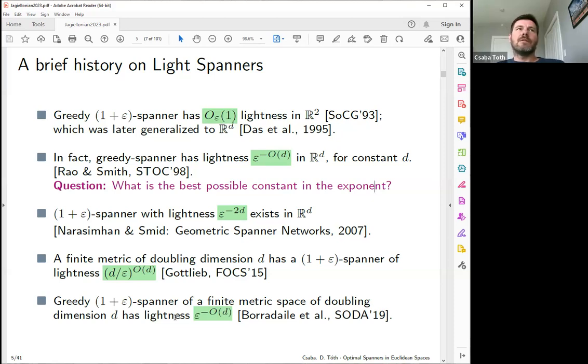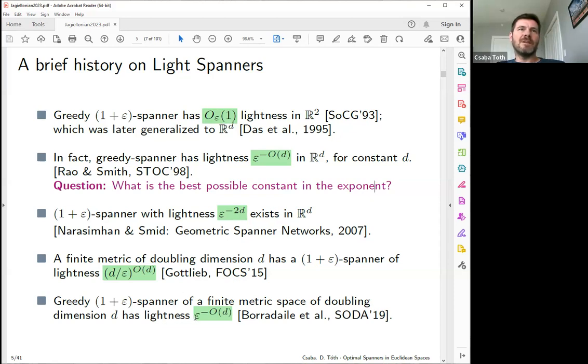So one breakthrough was this epsilon to the minus 2D bound that was originally proved in the 90s by Narasimhan and Smid. But then they wrote a book about geometric spanners where an entire chapter went into the proof of this upper bound for lightness. So it wasn't easy, and it also wasn't tight. It was generalized to doubling dimensions later, and then there was an improvement.